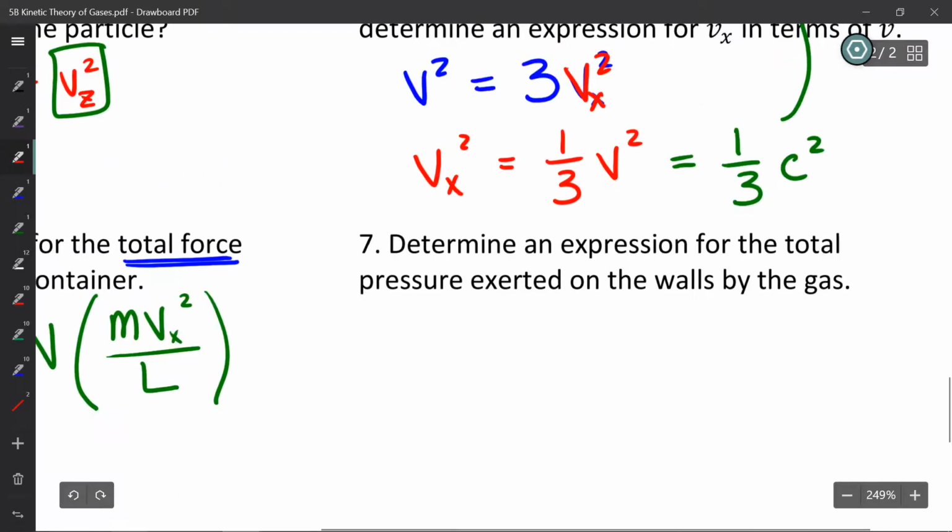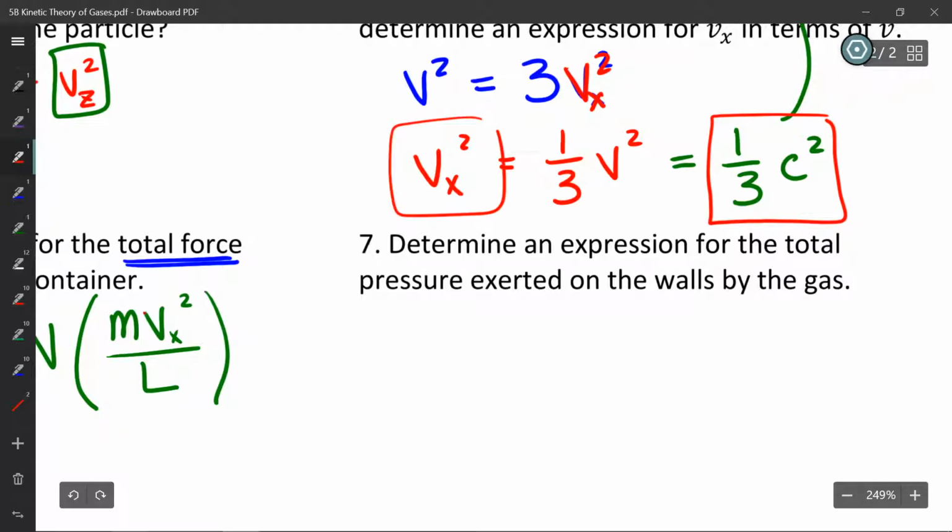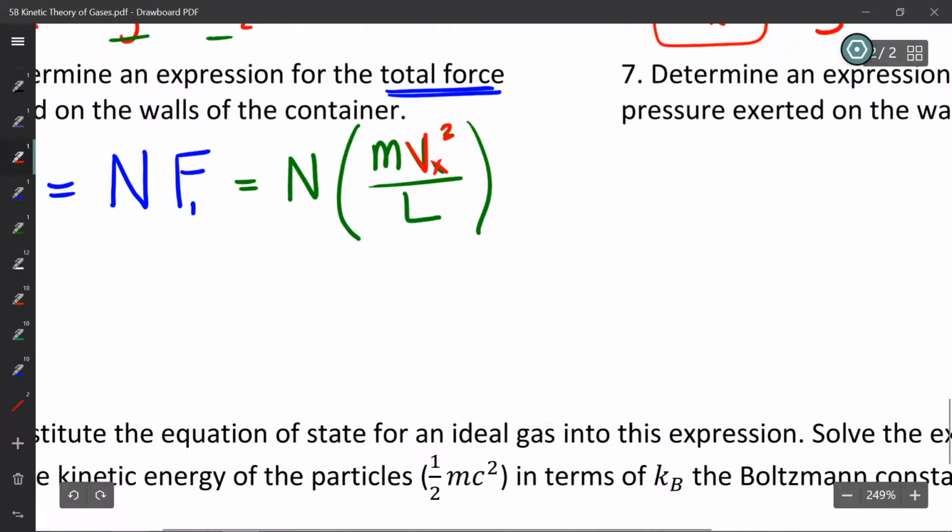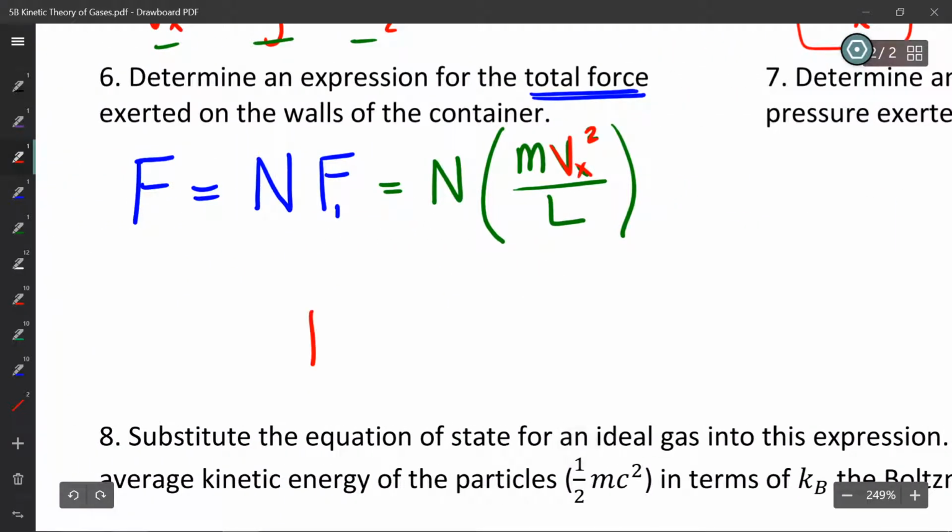Okay, so the last thing we're going to do is substitute in that 1/3 c squared is what Vx squared is. So this Vx squared right here, we need to substitute for 1/3 c squared. And then we'll end up with this expression that F is equal to N m c squared divided by 3L.